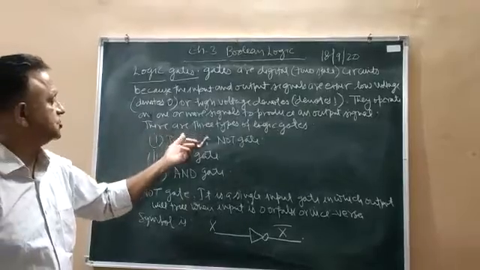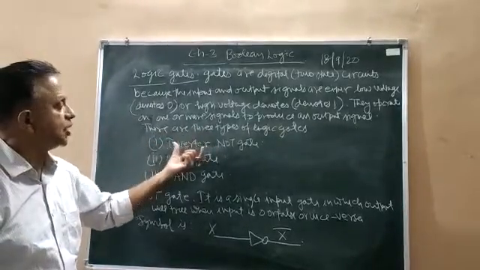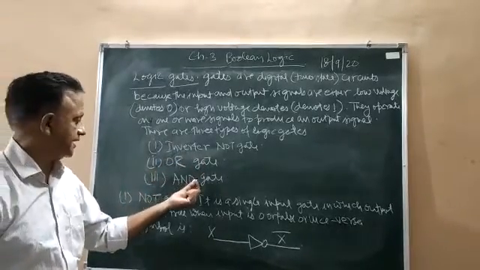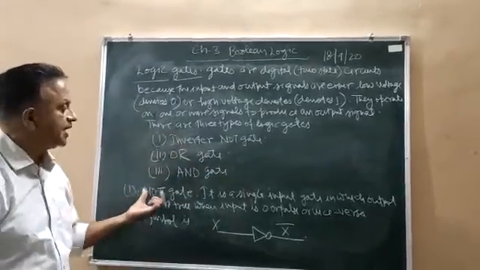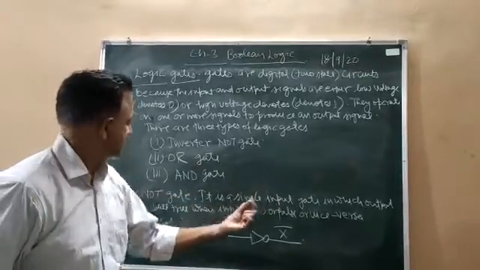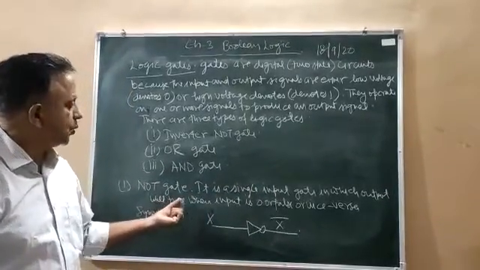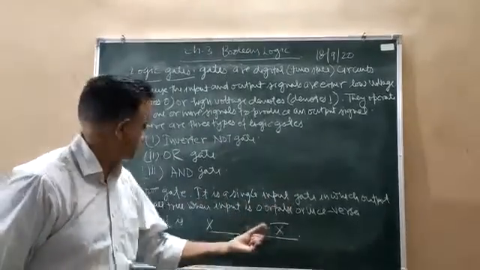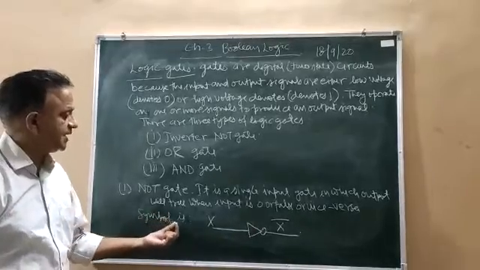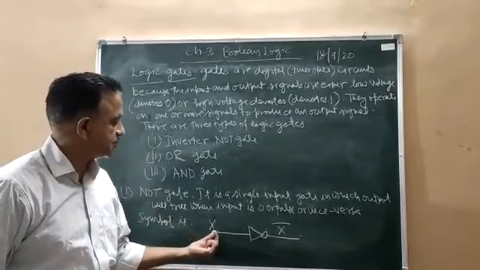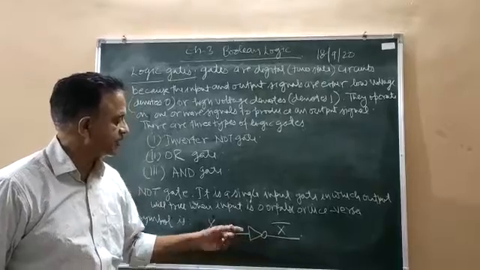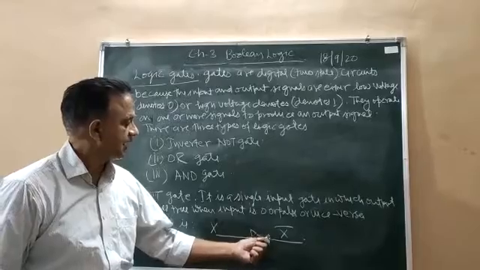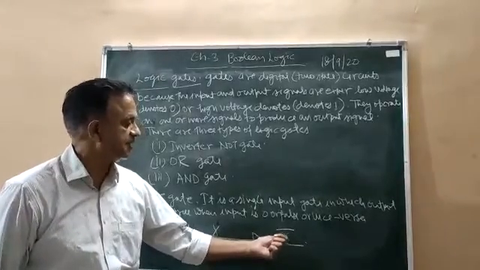There are three types of logic gates. First is your NOT gate or inverter gate, second is your OR gate, and third is your AND gate. So first we are taking the NOT gate. It is a single input gate in which the output will only be true when the input is 0 or false, or vice versa. The symbol for the NOT gate is, where X is your input, an arrow pointing towards the right-hand side, and then there is a small circle, and it denotes your X complement or X bar.